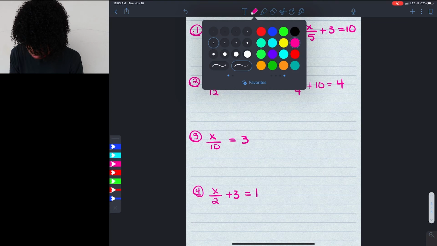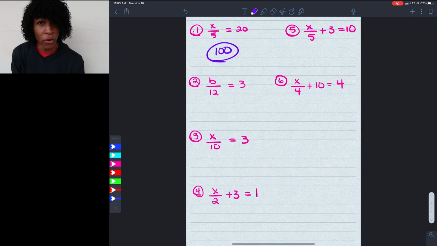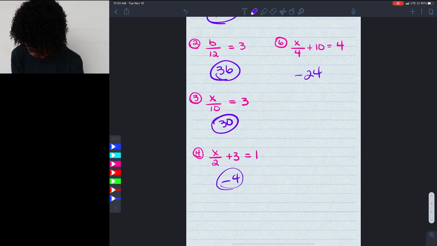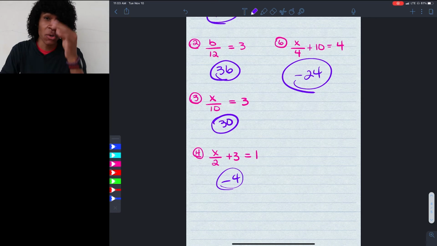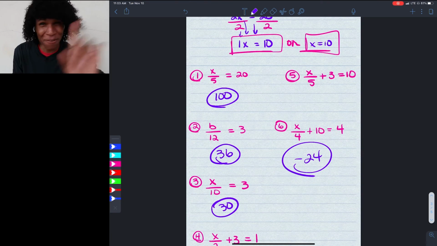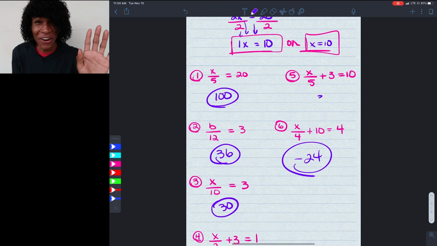Okay, so your answer to number 1 is gonna be 100. Your answer to number 2 is gonna be 36. Your answer to number 3 is gonna be 30. Your answer to number 4 is going to be -4. Your answer to number 5 is going to be -24. I had a small hesitation because I had to work them out in my head as we were going. All right, so if you got all those, wait, sorry. Oh Lord, missed number 5. And your answer to number 5 is 35.